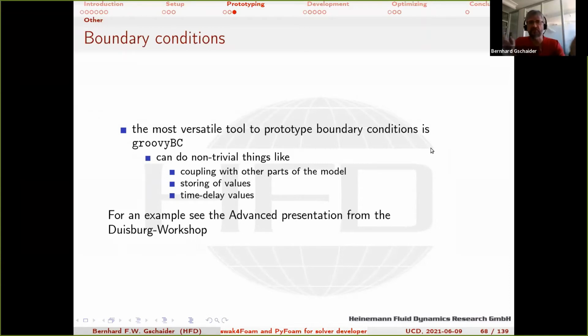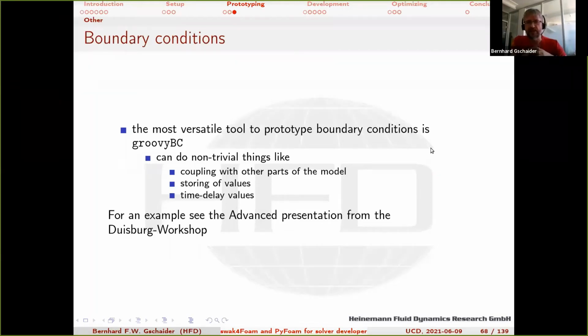Sometimes you are satisfied with what Groovy boundary condition gives you, and then you can scratch developing your own boundary condition. That always has the advantage that as soon as I port swak4Foam to a new OpenFOAM version, your boundary condition is automatically ported to that OpenFOAM version. If you develop your own boundary condition, you maybe have to modify some things because things might change in OpenFOAM.